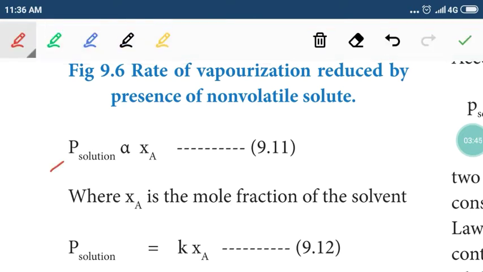Consider the vapor pressure of the solution, which is directly proportional to the mole fraction of solvent. Here component A means solvent, and component B means solute. Don't get confused; last class we studied in the reverse order. In this derivation, component A represents the solvent, so XA is the mole fraction of solvent. The vapor pressure of the solution is directly proportional to the mole fraction of solvent, and we can remove the proportionality by introducing a constant. The value of this proportionality constant k can be obtained.